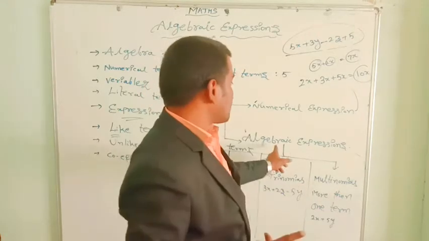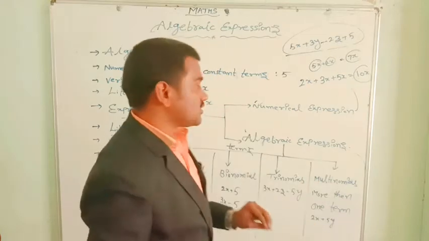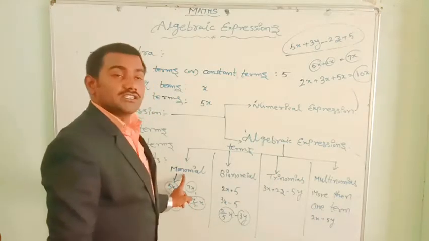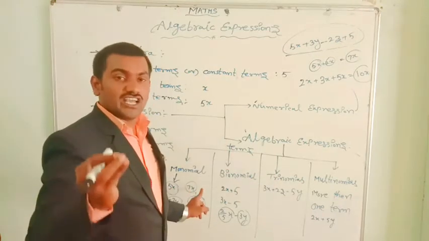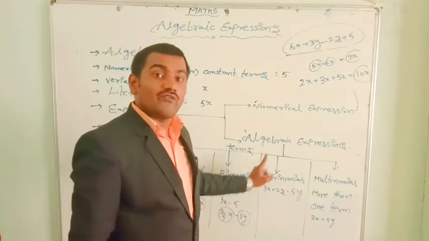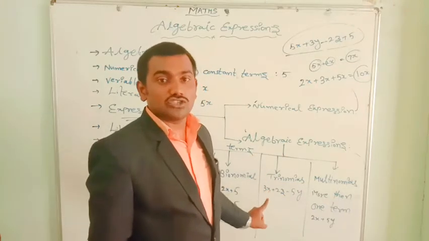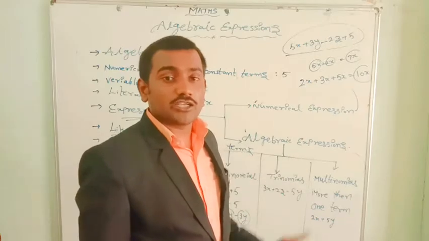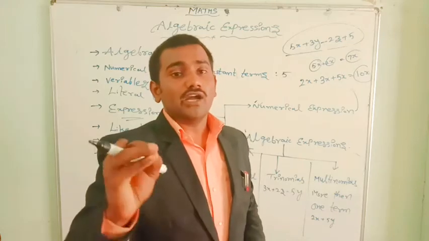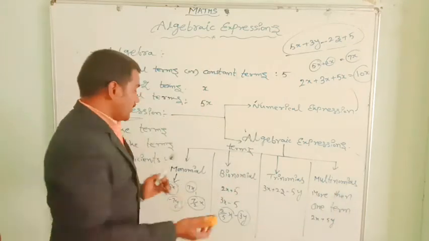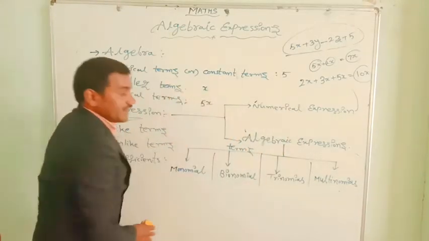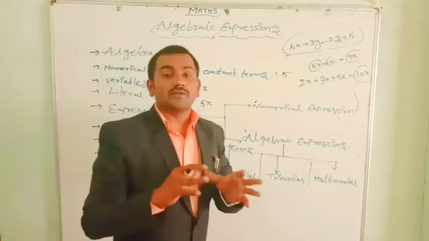I hope you understand the types of algebraic expressions based on terms. Based on terms, algebraic expressions are of four types. One is monomial: if an algebraic expression contains only a single term, it is known as a monomial. If it contains two unlike terms, it is a binomial. If it contains three unlike terms, it is a trinomial. If it contains more than one term, it is known as a multinomial. I hope you understand this. Next we go for further examples, and then we will learn about the degree of an algebraic expression.